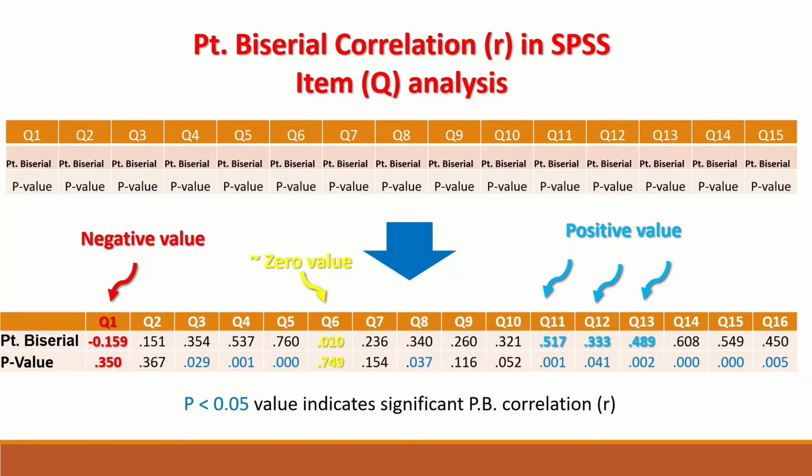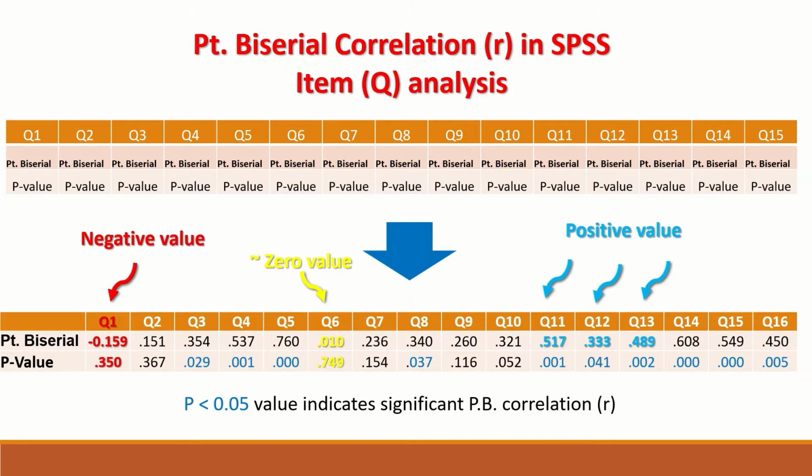Again, Q12 is also a good question, as the value for it is 0.33 and the p-value is less than 0.041. And the same thing for question number 13. We can call it a very good question as the R value is 0.48 and the p-value is very low.